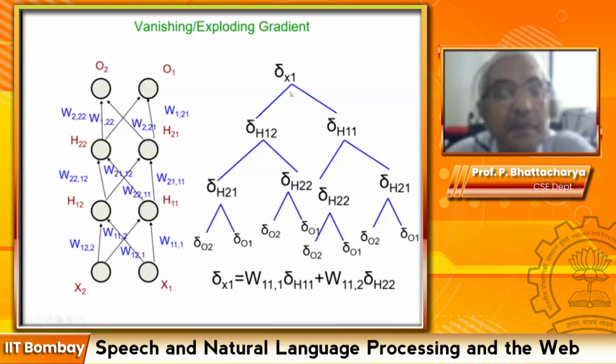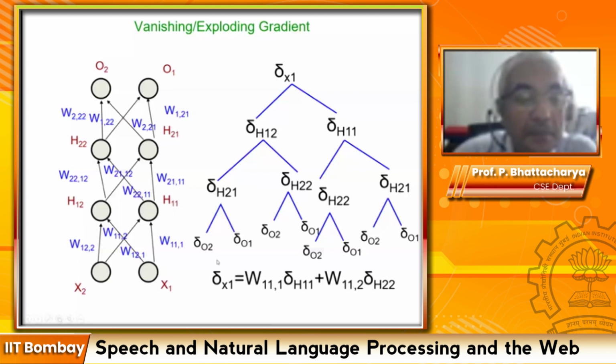Okay, why is it a tree? It depends on the hidden layers' deltas. The hidden layers' deltas depend on upper hidden layers' deltas. Upper hidden layers' deltas depend on the deltas in the output layer. And you can see that as the number of hidden layer neurons increases, and the number of layers increases, this tree will go on expanding to lower and lower levels.